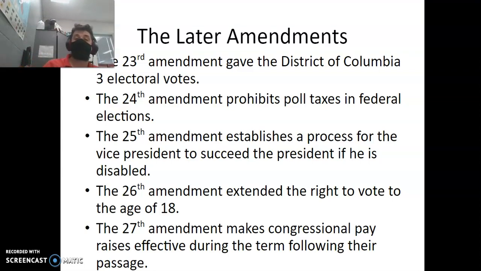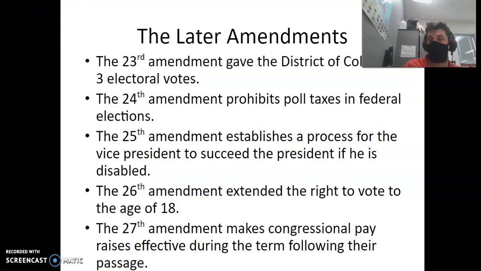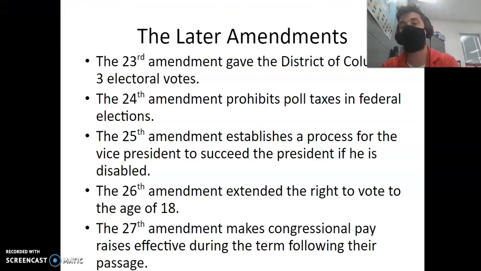The 24th Amendment prohibits the poll tax in federal elections, and the 25th Amendment establishes a process for how the vice president will get to succeed the president if he should die. You see, there were some complications with that one.